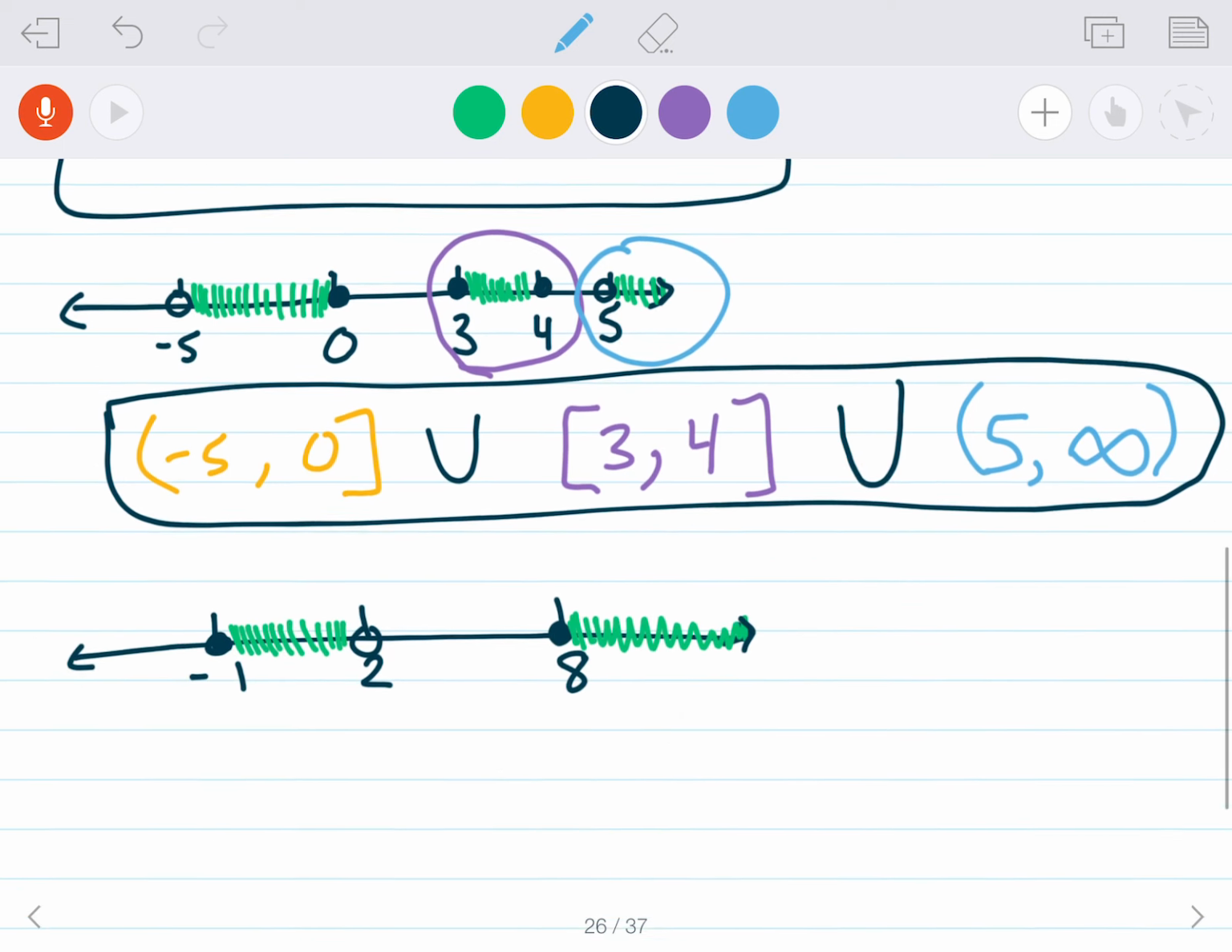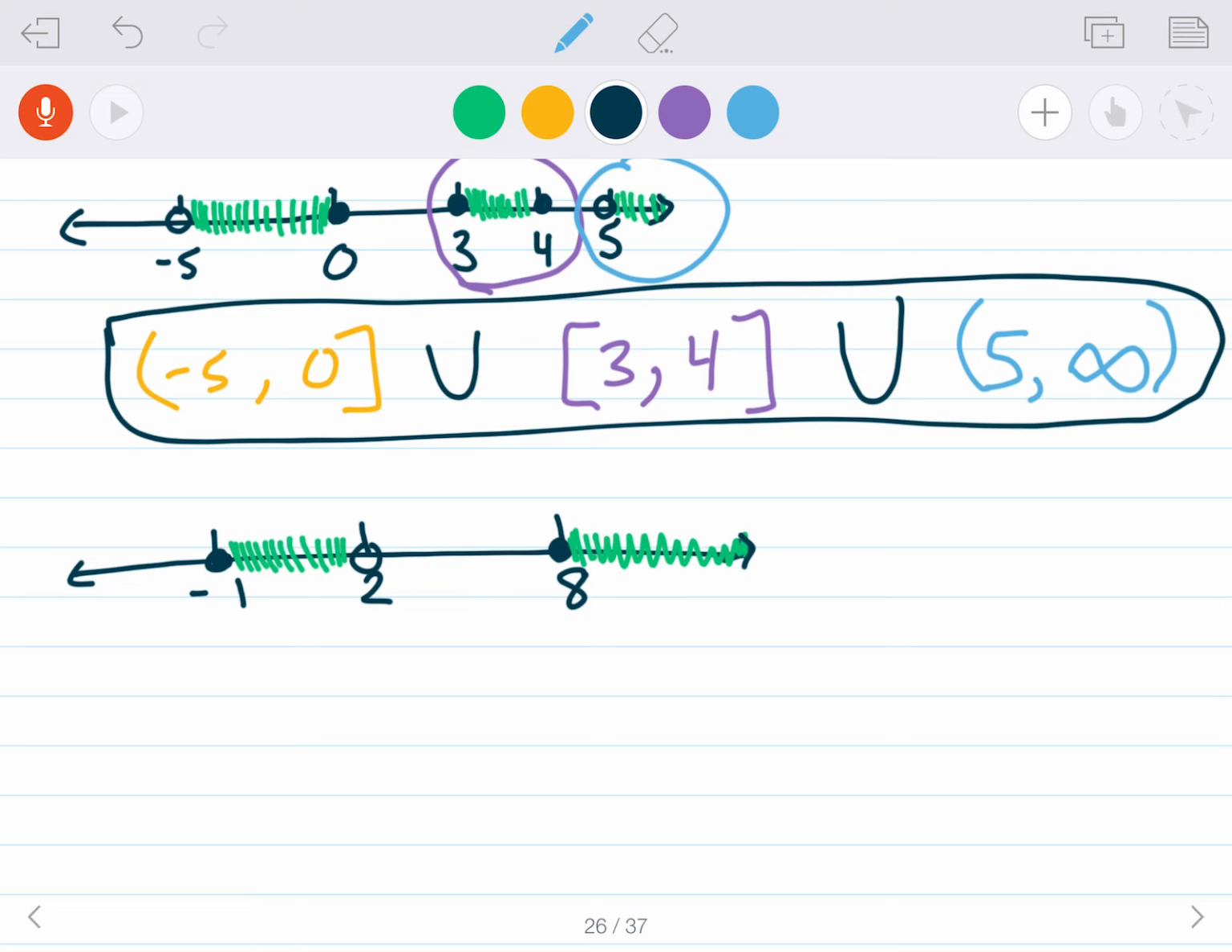Alright, what about this one? So looking at this first set, we're going from -1 is the smallest up to 2 is the biggest. Now 2 gets a parenthesis because it has an open dot. And -1 gets a bracket because it has a closed dot.